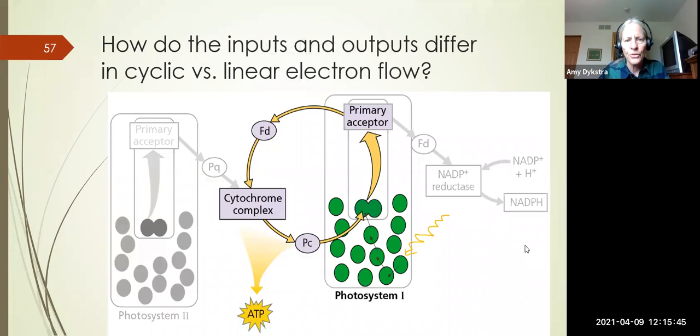So how do the inputs and outputs differ? We've already covered that. The inputs are different because it requires light, but it does not require water. The outputs are different because it's making ATP, but it's not making NADPH. Making some extra ATP without making NADPH is a way to balance out the numbers that are needed for the Calvin cycle. Also, ATPs that are generated are used for other cellular work besides doing the Calvin cycle.